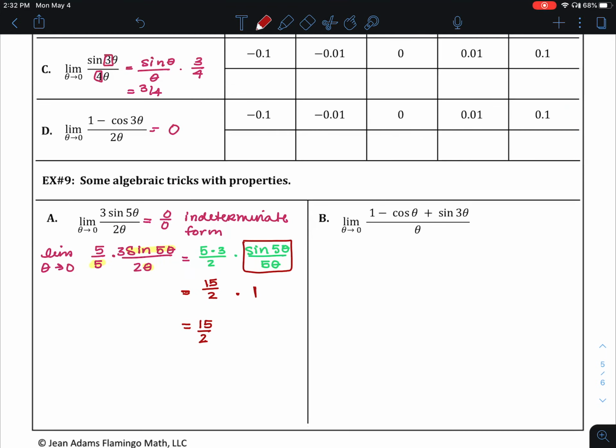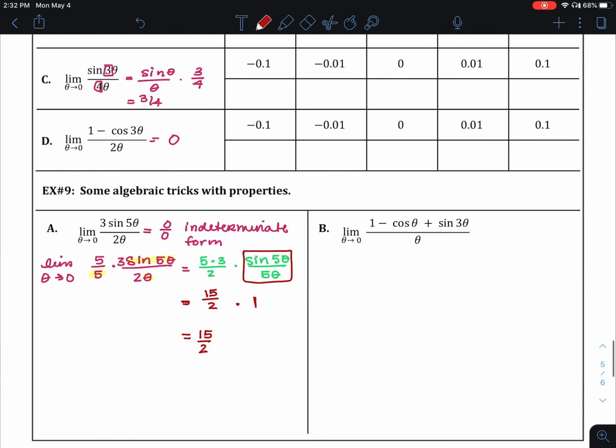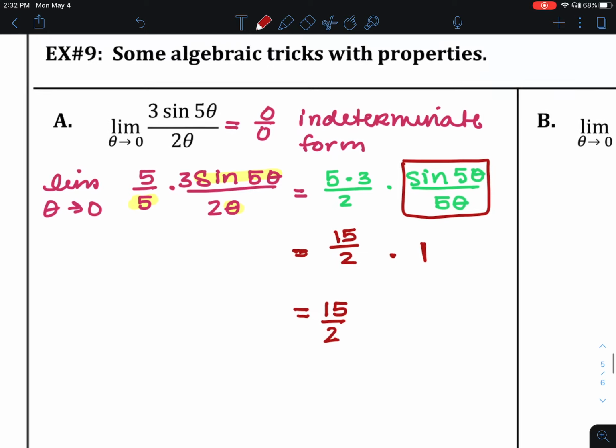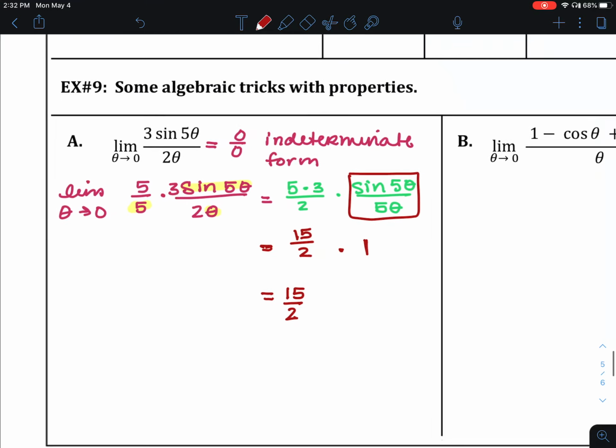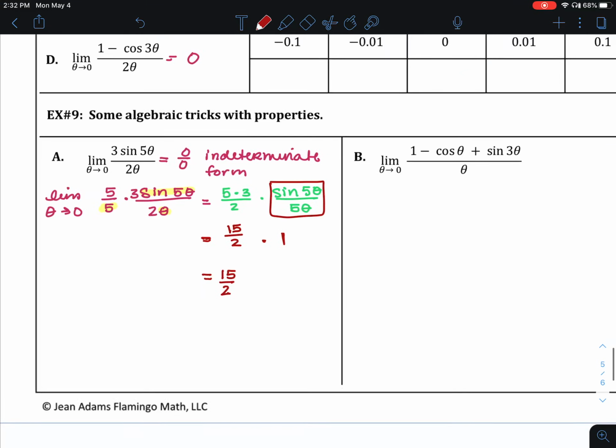What I'm going to leave for you to do is to try some of these, just the ones with sine, in your homework tonight. If you have any questions, these can be pretty tricky, so reach out. I'll talk to you soon.